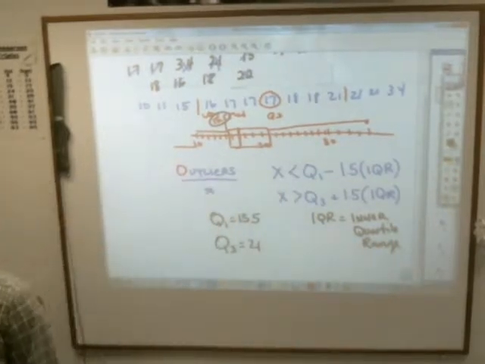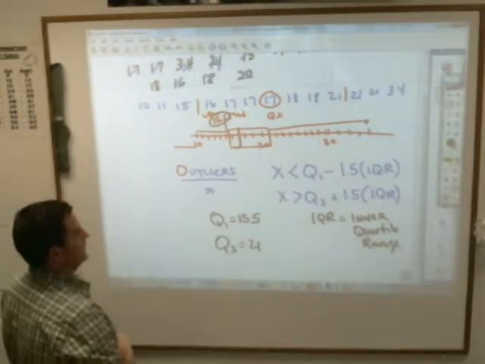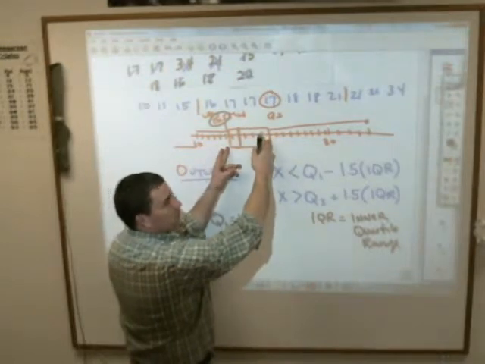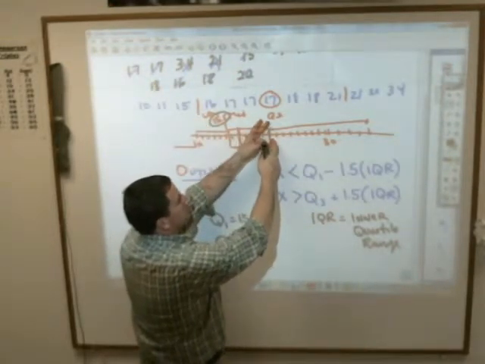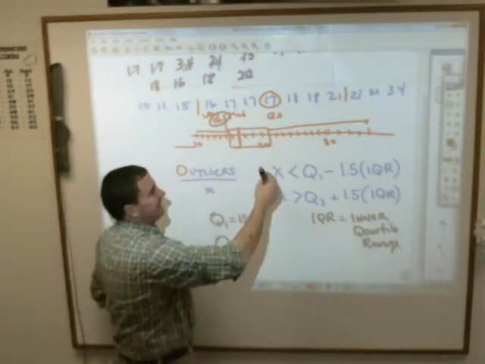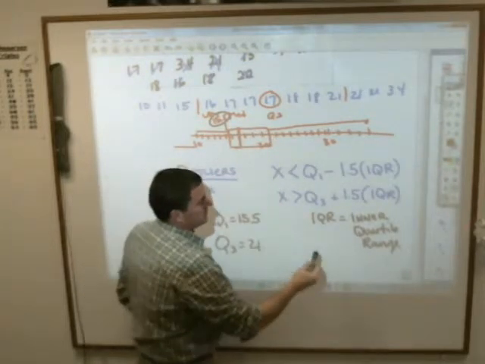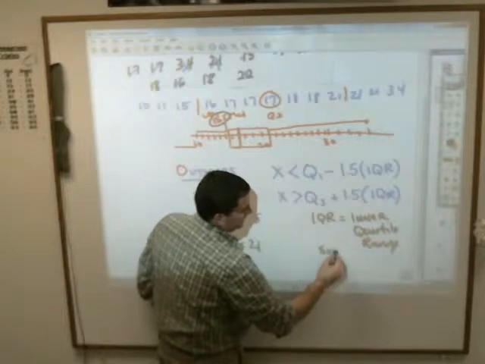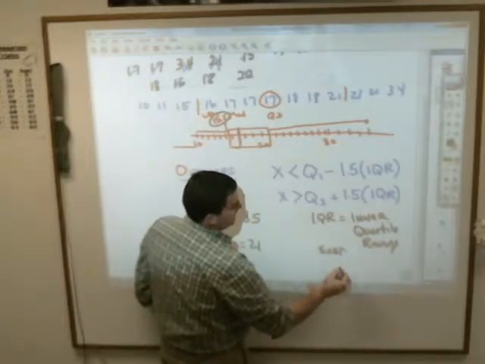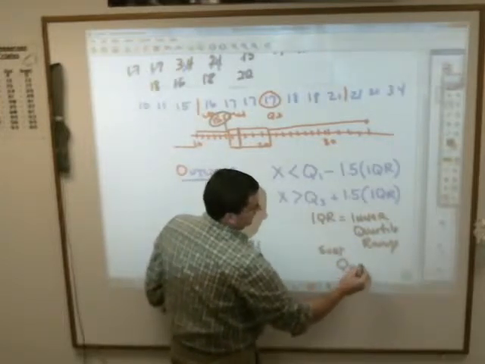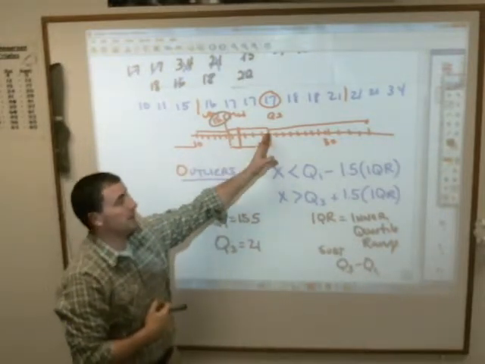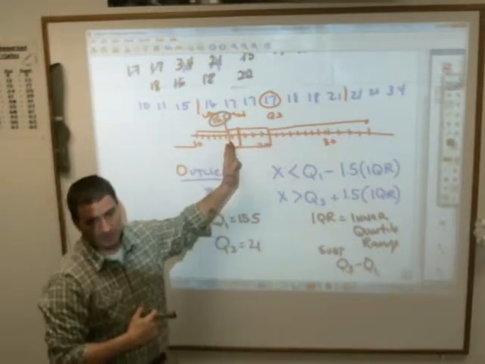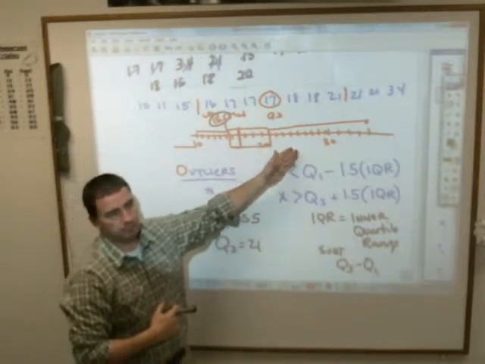The interquartile range. What that is, is how big the range is from your Q1 to your Q3. You just need to subtract Q1 from Q3. You want to find out what the range of numbers inside your boxes is. How many units is it?